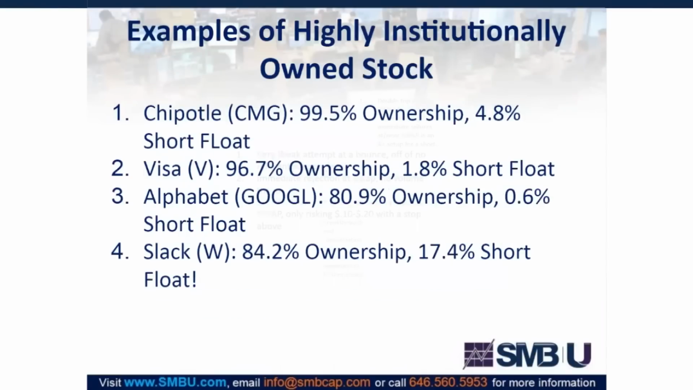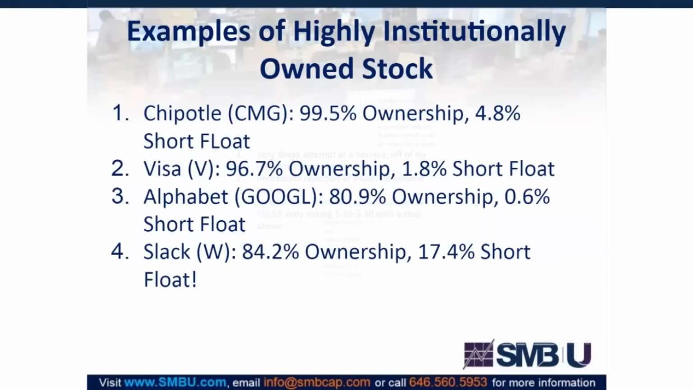So now just some examples. The first one being Chipotle. Ownership is 99.5%. So this means that most of the shares outstanding are being held by big institutions. Visa is similar, and Google. I put on Slack here as well because of the short float.